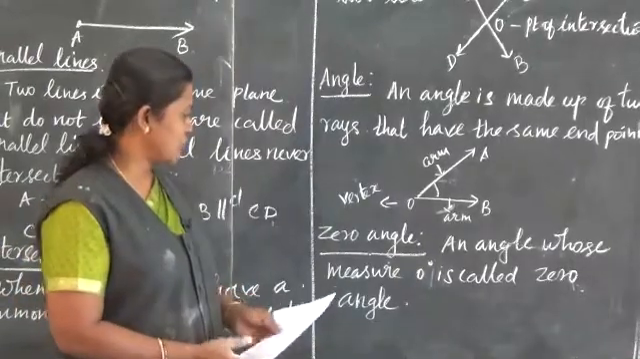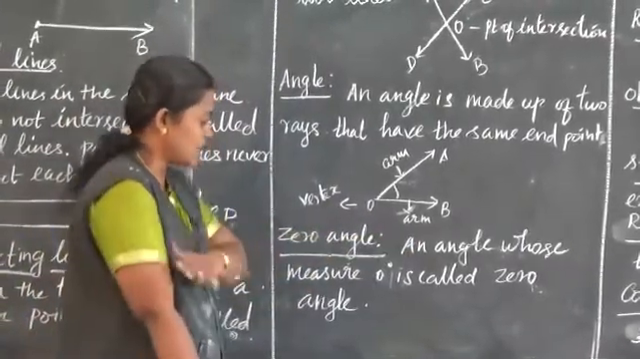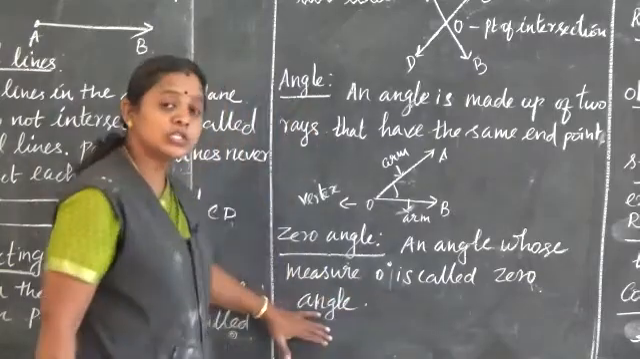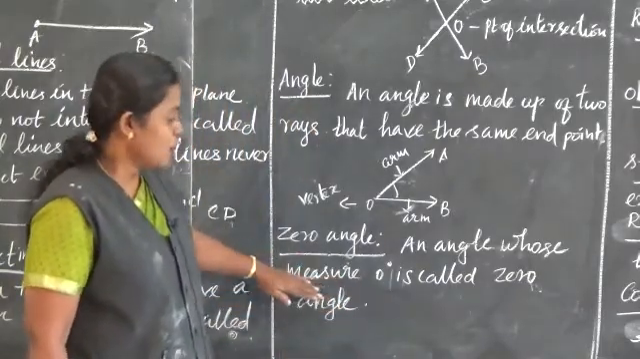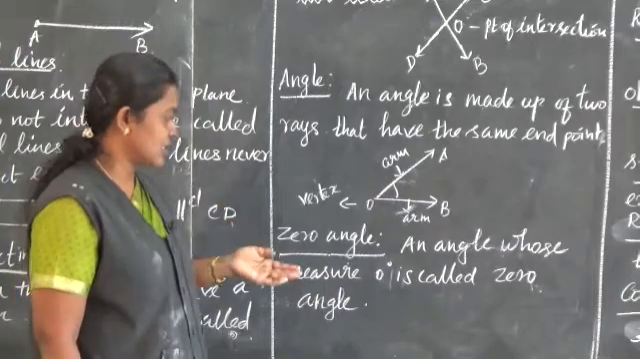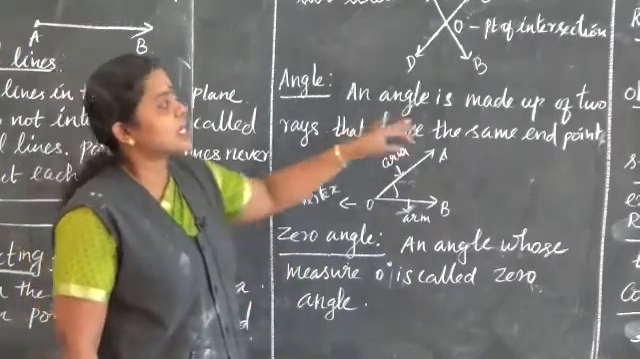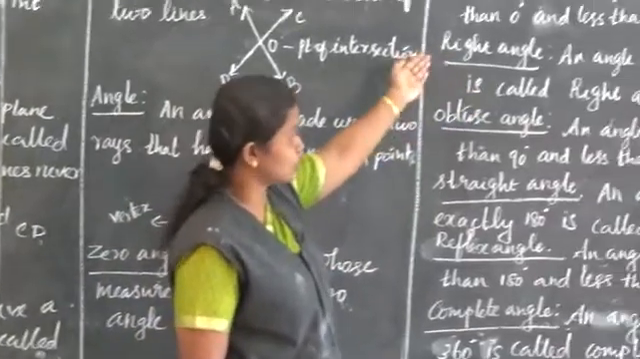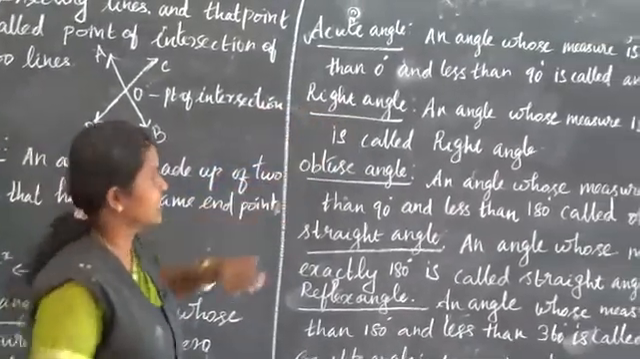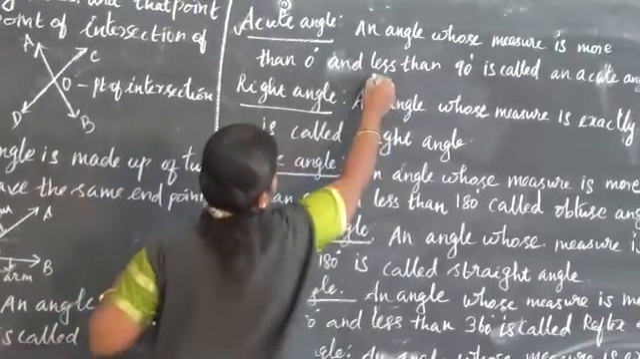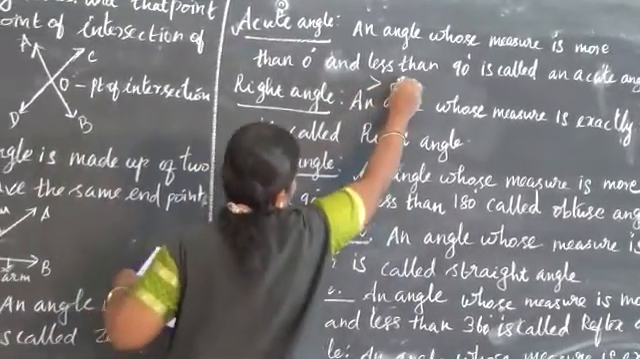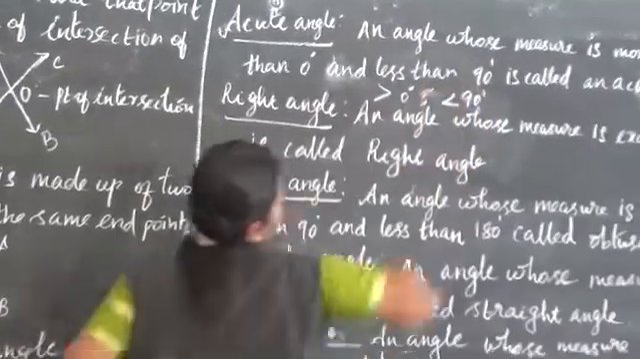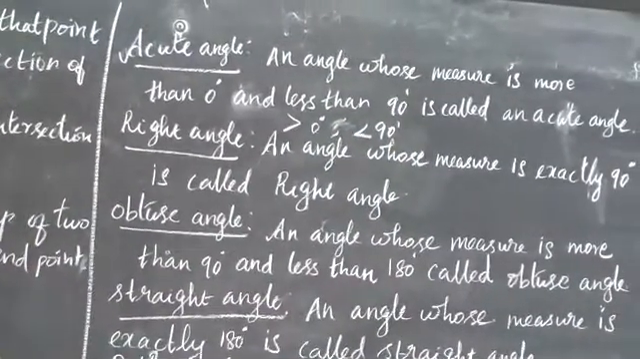So what is a zero angle? An angle whose measure is 0 degree is called a zero angle. Then acute angle: an angle whose measure is more than 0 degree and less than 90 degree. Simply you can say more than 0 degree and less than 90 degree, it will be an acute angle.